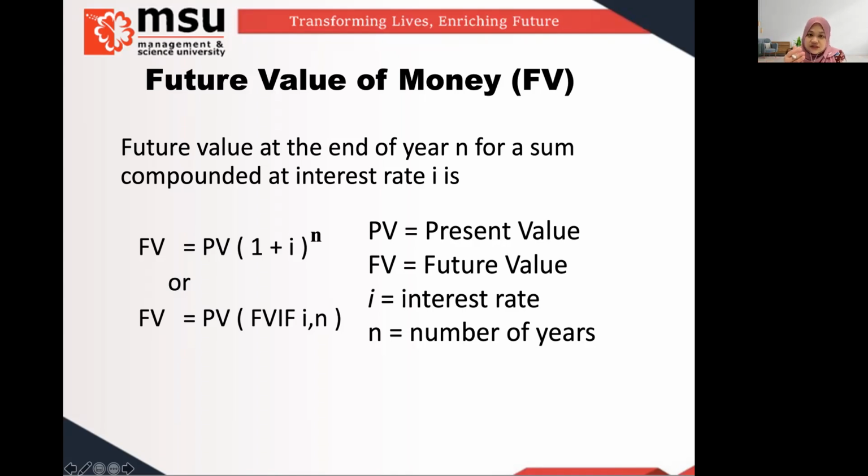So in order for us to calculate future value, we need to know how much is the present value. So how to calculate future value? First and foremost, we need to know how much is the present value. Okay. So present value multiply with 1 plus i to the power of n. Okay, this is if we are using formula. If you want to use financial table, you can just refer to the FVIF table. Okay, so this FVIF table.